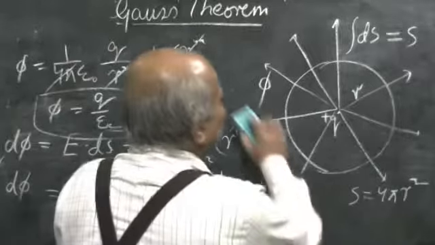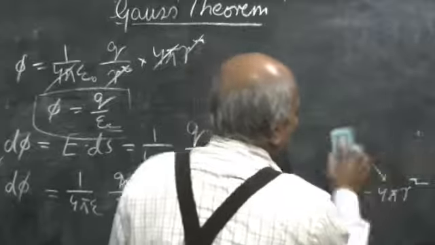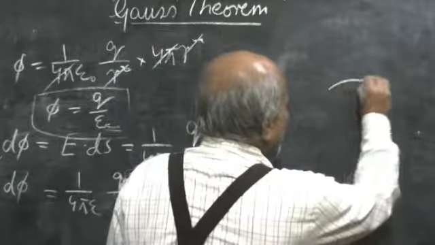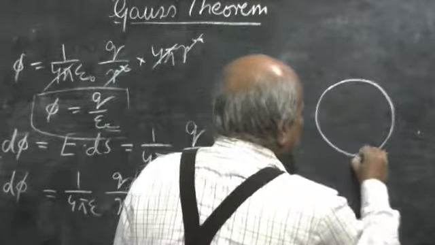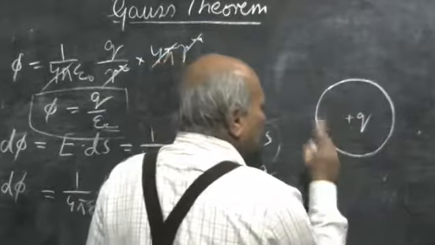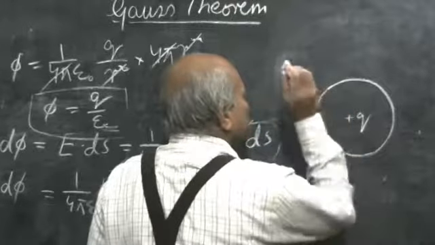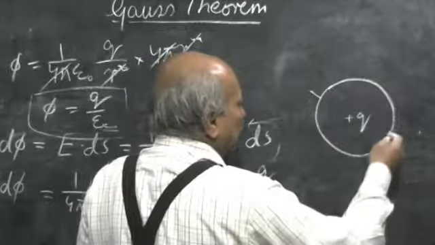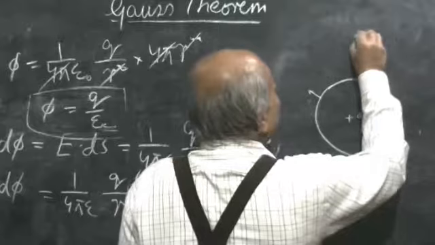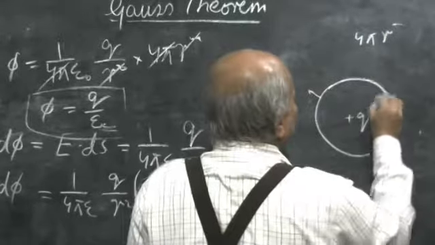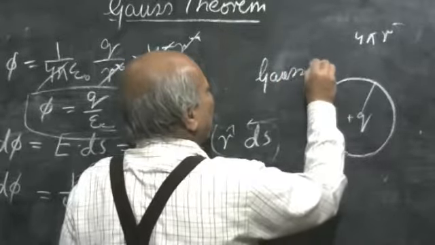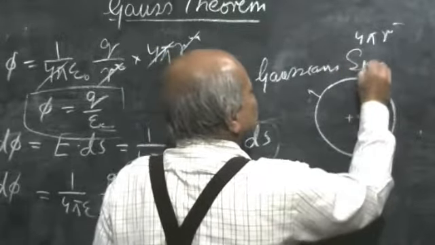Sometimes we imaginarily draw a line, this is the sphere. If we put a charge, not a real sphere, but we imagine this is the sphere whose area is 4 pi r square. This is called Gaussian surface.